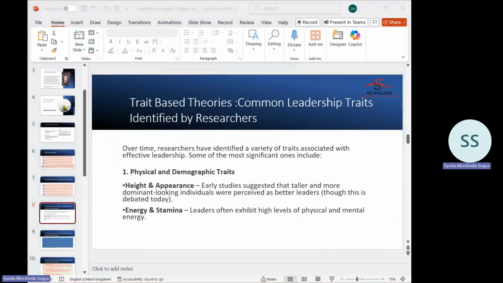In terms of understanding the theory's common leadership traits, the first is physical as well as demographic traits. Early studies focused on more visible characteristics, for example height, experience, appearance, and stamina. Taller or more confident-looking individuals were often perceived as natural leaders, though we now recognize that these are stereotypes. Leaders tend to show high energy or endurance, rather than physical appearance alone.